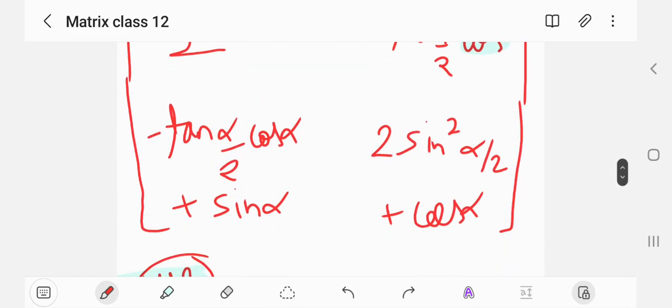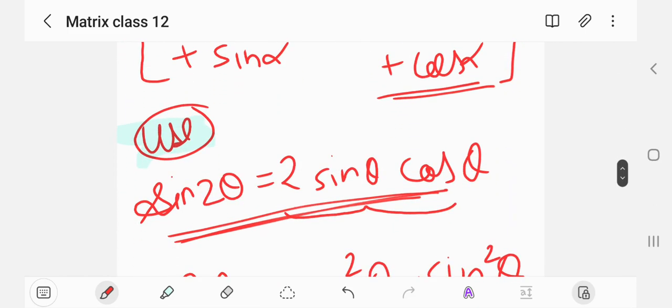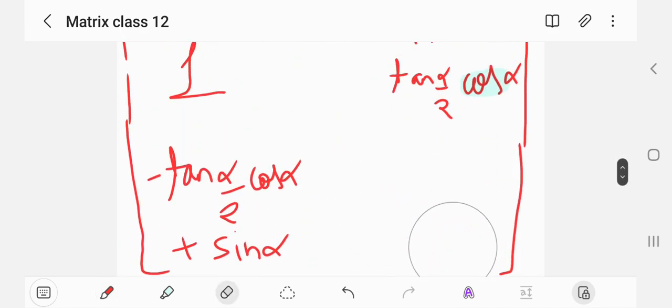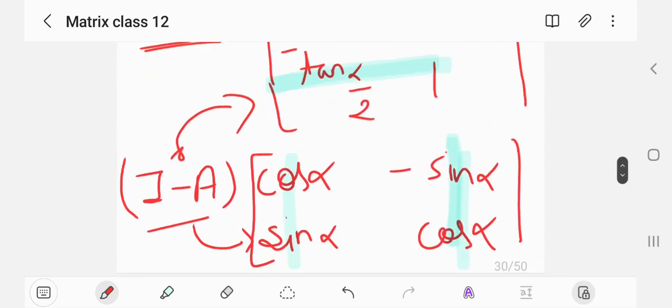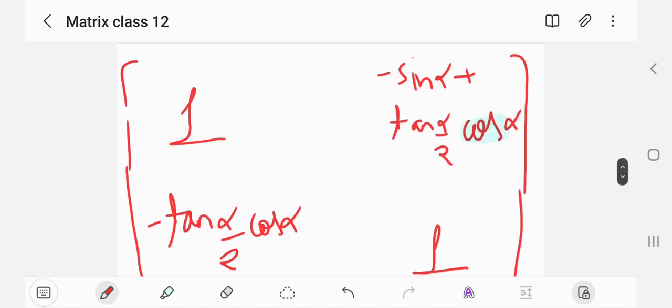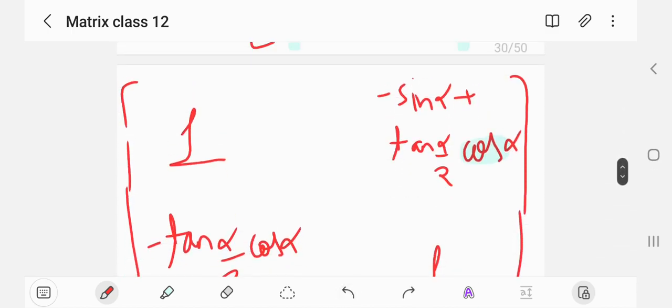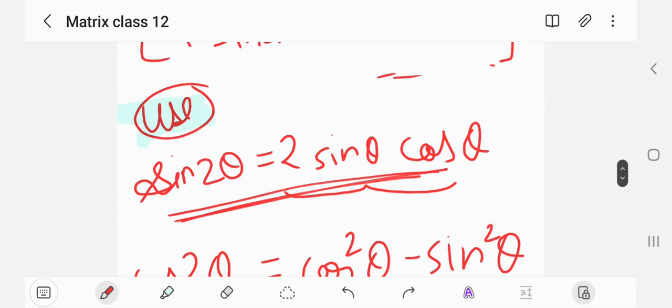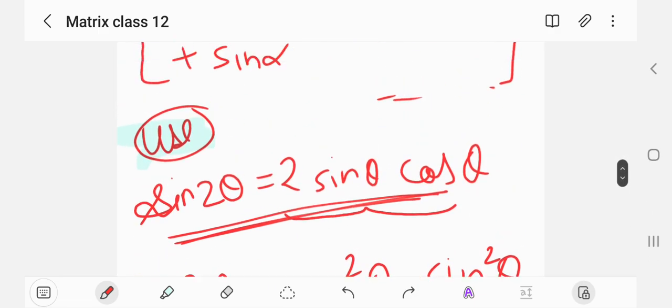Therefore, what I will do here, I will again use the same formula and I will get 1 again, right? Now the next task is to convert this as minus tan alpha by 2 and this as plus tan alpha by 2. Okay, I have to convert it as minus tan alpha by 2 and this as plus tan alpha by 2. Let's see. Let's try to do this.